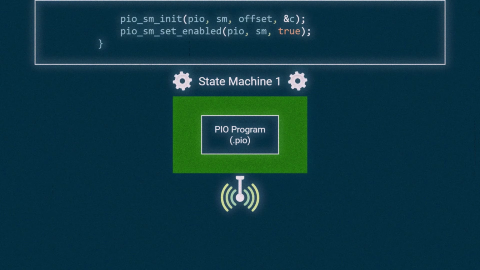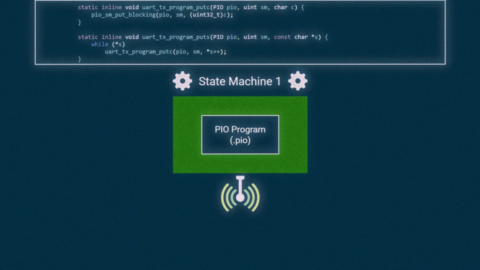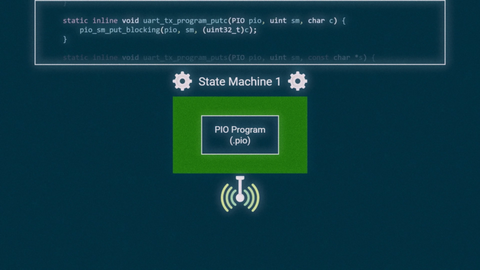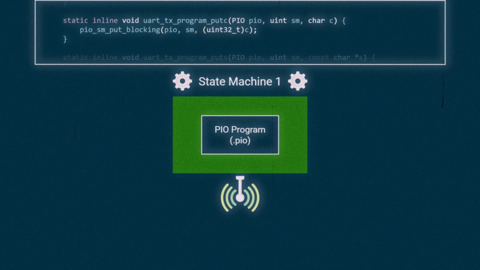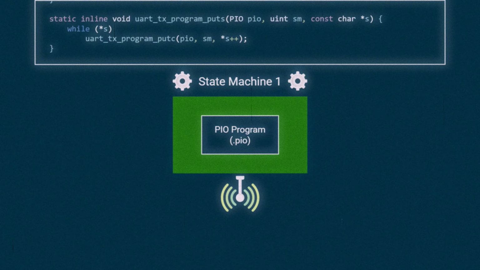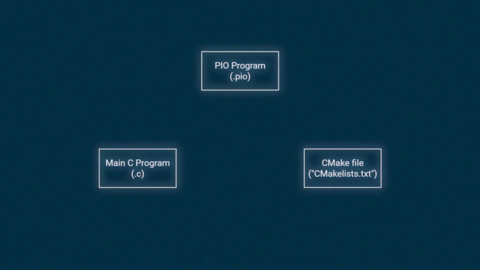Now that the state machine is up and running, the PIO program is waiting for data to transmit. The main function can send data to the state machine using the last two C functions defined in our PIO program file. First, a function for transmitting a single character. All this function does is push a character into the transmission FIFO of the state machine using pio_sm_put_blocking. Using this function, we can create another function for transmitting a string, which runs our single character function in a loop. And that's a very simple, high-level overview of how a Pico project written in C can make use of the powerful programmable I/O feature.